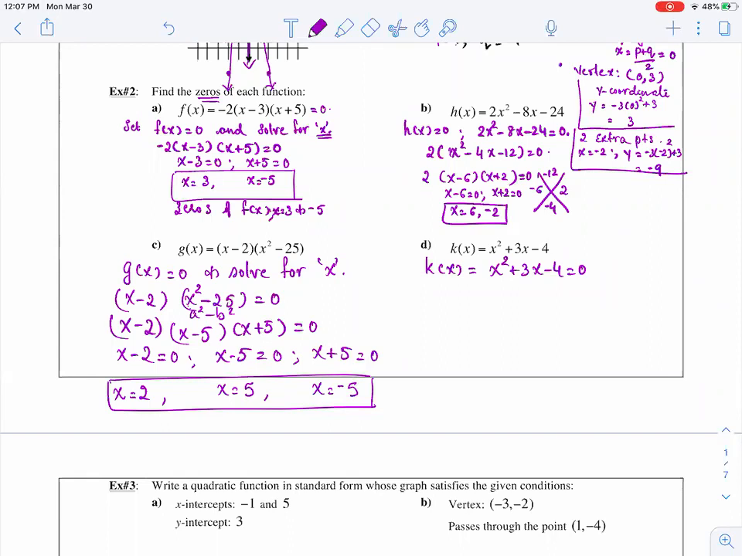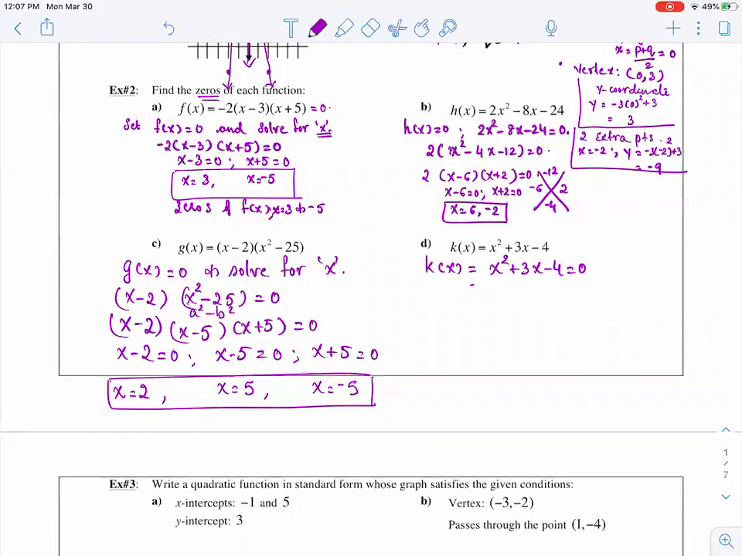Are you guys done? Okay, so you have x squared plus 3x minus 4 is equal to 0. Since that doesn't look like the factors, we're going to factor it first.